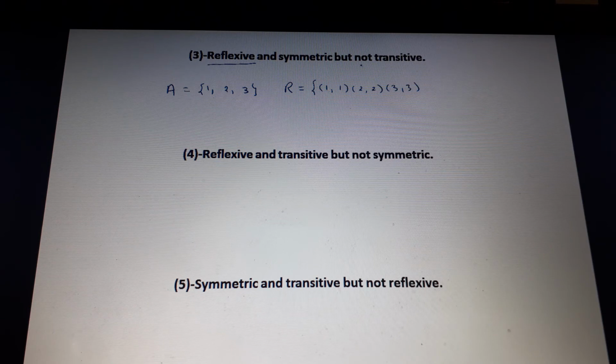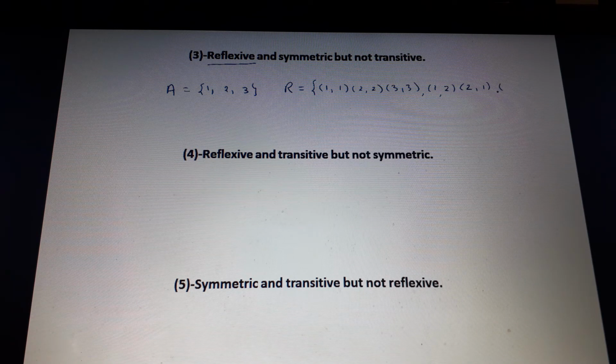Second one is it should be symmetric. So I will write (1,2) and (2,1). And if I write only this much, then there is a mistake. See, now reflexive is over, symmetric is also over, and it is also transitive. Please note (1,2), (2,1), (1,1); (2,1), (1,2), (2,2). So I have to add one more.